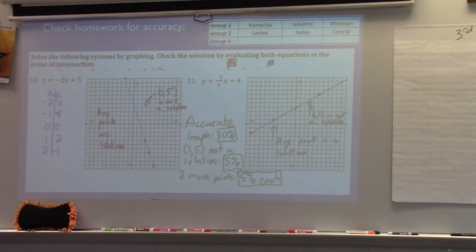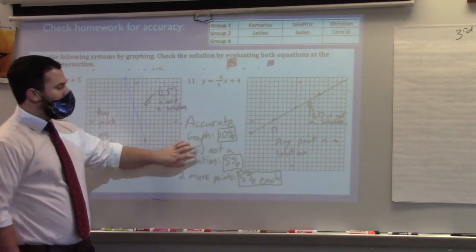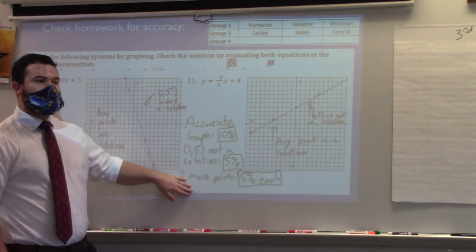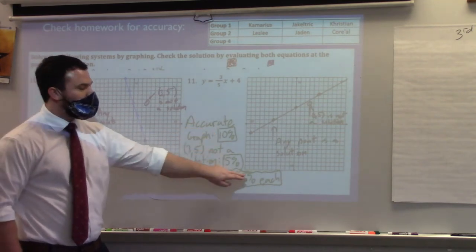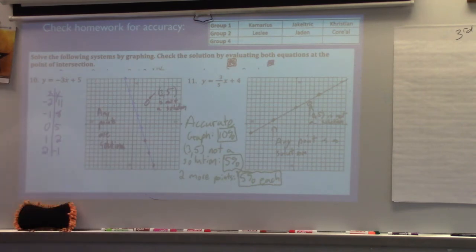10, 15%. Out of 15. It's 25 again. The graph was 10%. The point was 5%. Identifying that it was not a solution. And then the 2 more points, each point was 5%. So 10, 15, 20, 25. Right? Because we have to add up to that 100. So no questions about 10. Ready to look at number 11?